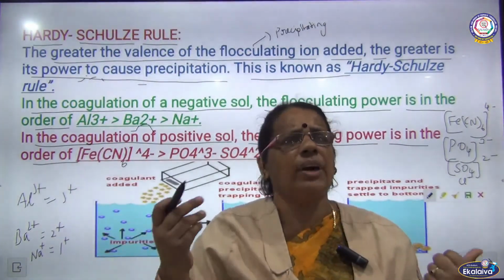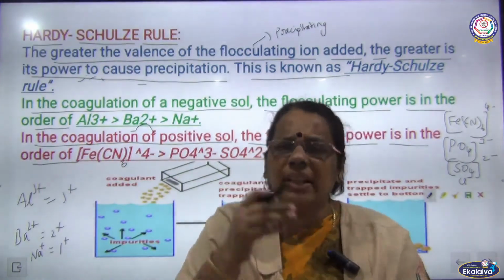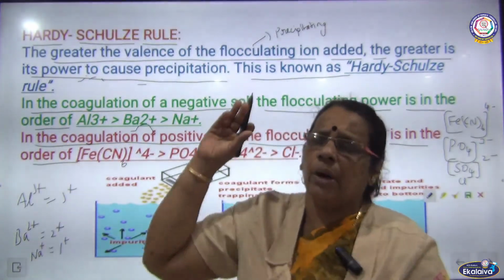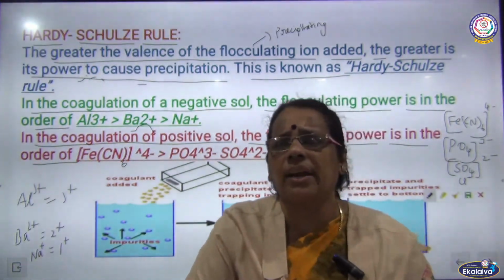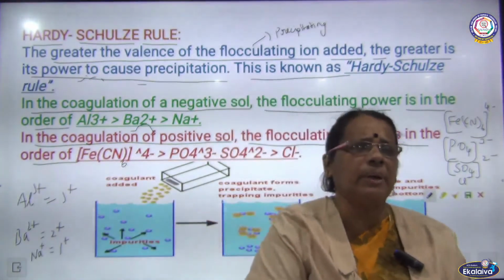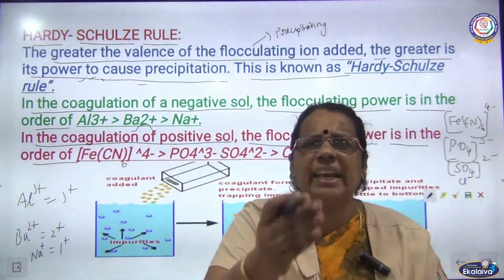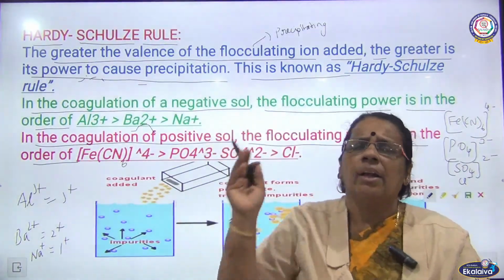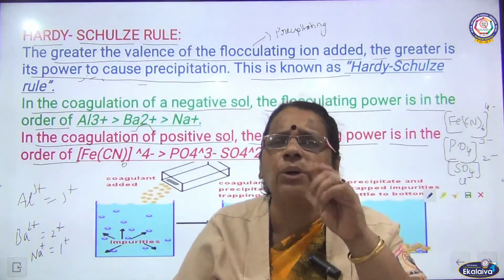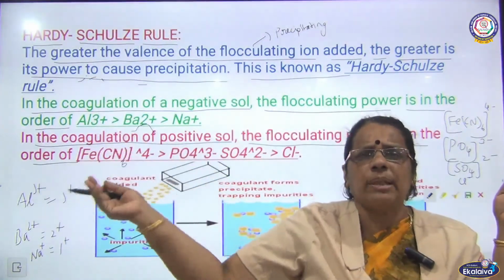For a positively charged solution, I am adding a negatively charged particle. Even in the case of a negatively charged ion, we have to see the valency. The greater the valency of the negatively charged ion, greater will be the extent of precipitation. So in case of negatively charged ions, we have compared ferrocyanide ion with phosphate ion, sulfate ion and chloride ion. Ferrocyanide ion has got 4 negative charges. The greater the number of charges, greater will be the precipitation.